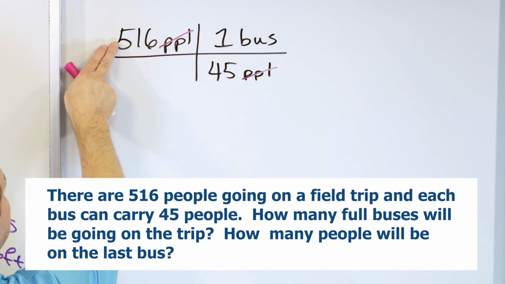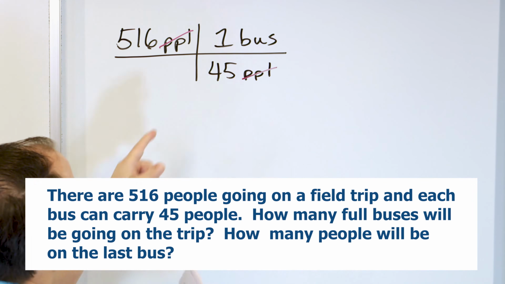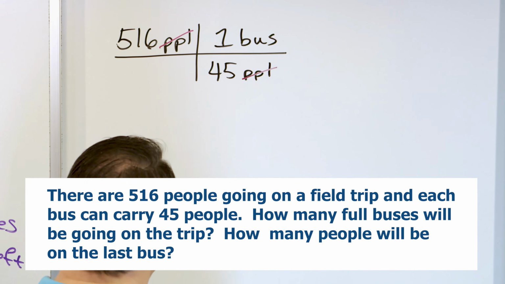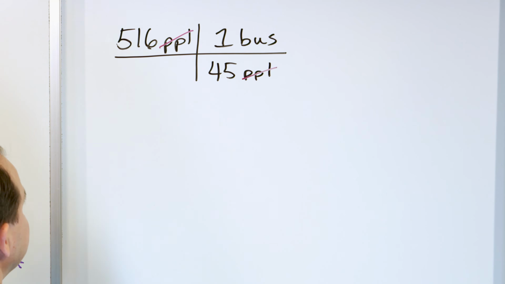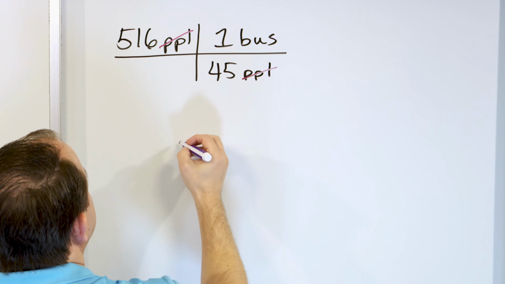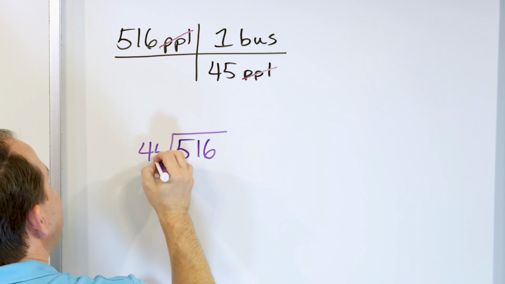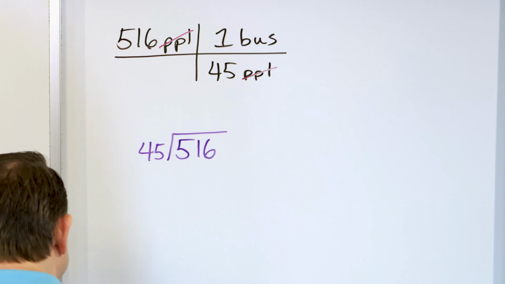And what it's telling me is I'm dividing these numbers. Of course, I'm multiplying by 1, but that doesn't do anything. So I'm this times 1 divided by this. And so I have to do that division. So I'm going to have 516. I'm going to divide it into groupings of 45. How many groupings am I going to have?